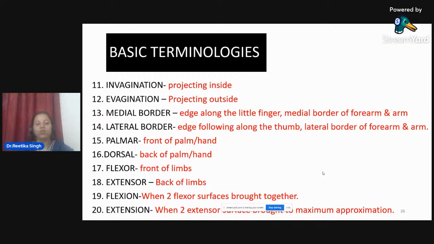Flexion, when two flexor surfaces are brought together. When the front surface, which is known as the flexor surface, is brought together, then it is known as flexion. And when the extensors or the back surfaces are brought together at maximum approximation, then it is known as extension.